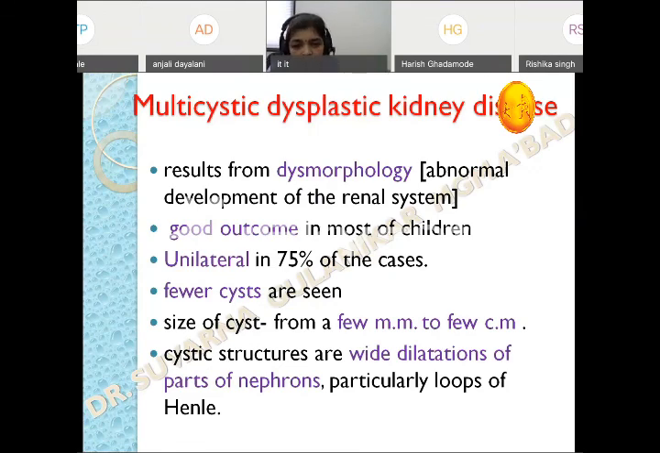Then the cyst number is fewer, whereas in PKD there are thousands of cysts. Size is also very small, a few millimeters to centimeters. And which part is dilated? It is usually the dilatation of some part of the nephron, especially the loop of Henle. So this is slightly different. You should be able to differentiate between PKD and multicystic kidney disease.